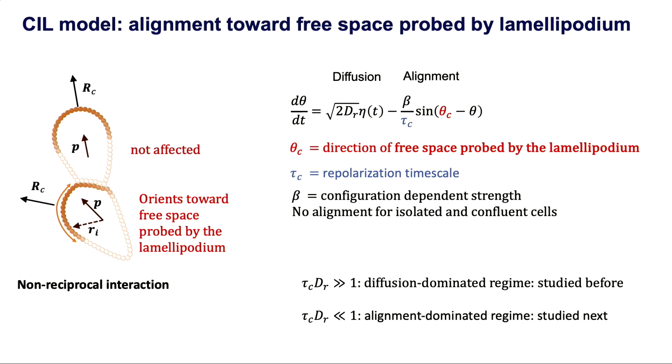So when you do that, you need to introduce a typical time scale for the alignment, and also an alignment strength. And the alignment strength is going to depend on the structure, because when you don't have any free space, you are not going to have any alignment, okay? So this beta is going to depend on the structure, how many monomers are in contact, these kinds of things, and we have an answer for this.